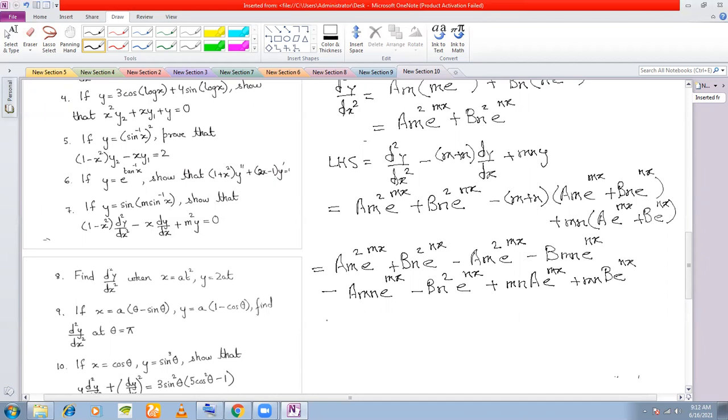Okay. So now what you see is that everything will get cancelled here. These two will cancel. These two will cancel. This will cancel. And this will cancel. So ultimately we get 0, which is equal to right hand side. And this is true. Okay. Any question here?